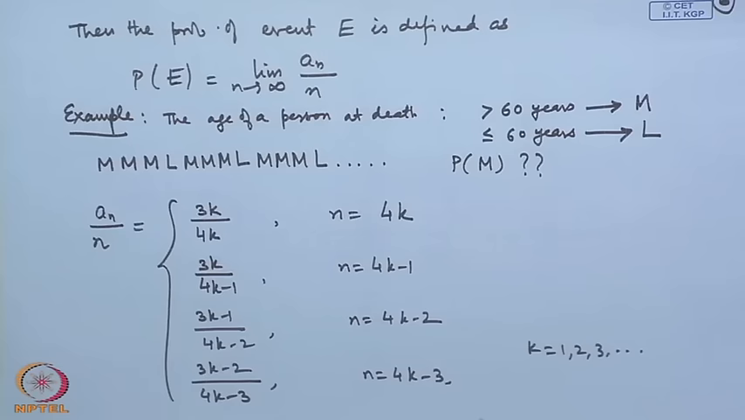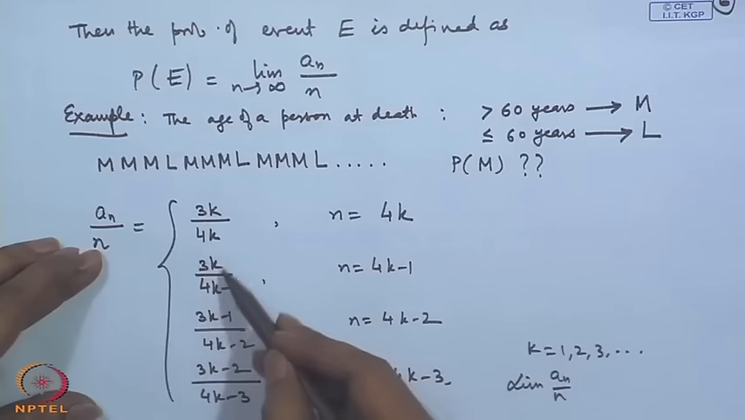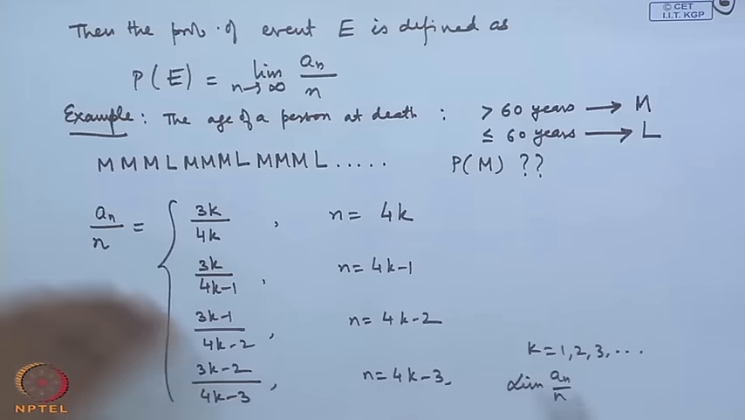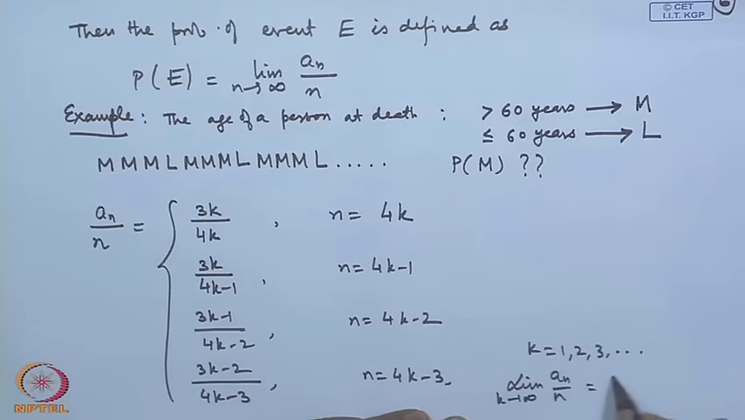So, if you look at the limit of this sequence, this is 3 by 4, this is 3 by 4, this is 3 by 4, this is 3 by 4 as k tends to infinity. So, we can say that the probability of a person achieving age more than 60 is 3 by 4. So, here you can see that the empirical definition is being applied. Likewise, for most of the real life phenomena which I was discussing in the beginning of this lecture, in all those situations one can apply the empirical definition of probability to obtain probabilities of various events.